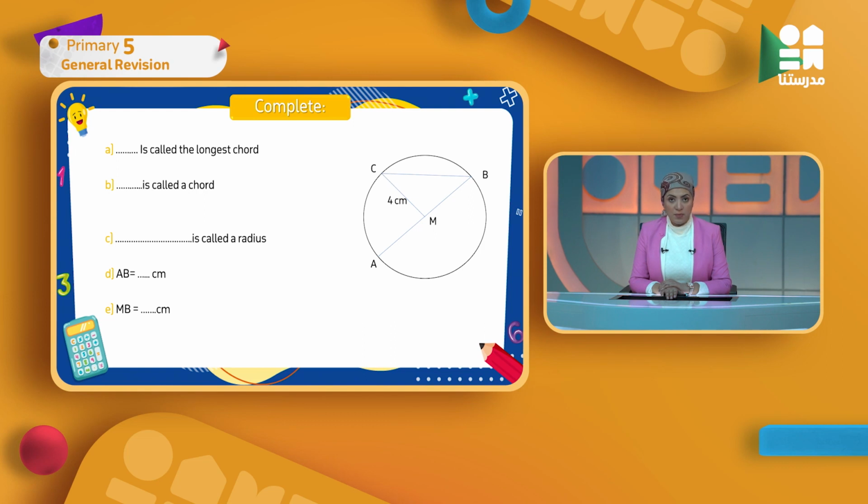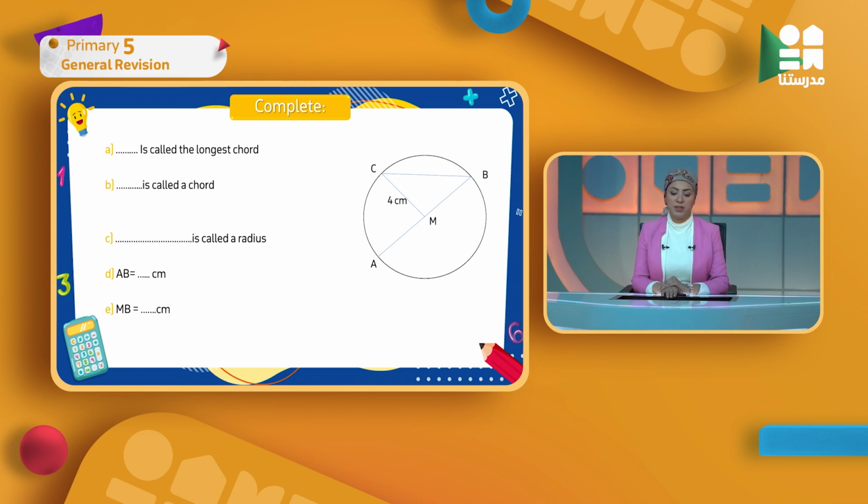Okay, I have here a circle. Its name is M, or circle M, where I have some data on the circle and I need to use these data to fill in the empty spaces. The first question, here he wants the name of the longest chord. Remember, what is the longest chord in a circle?